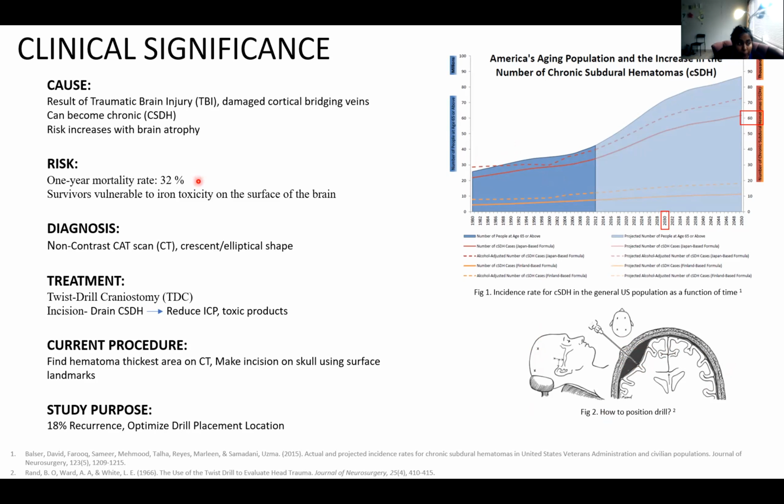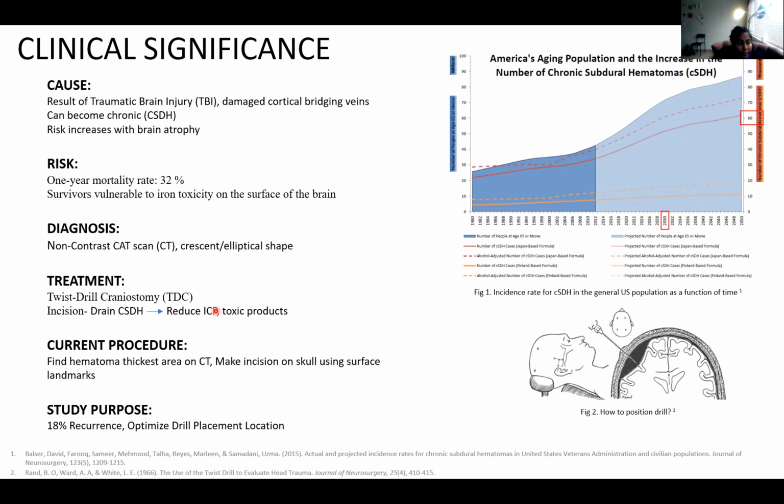32% of patients die within the first year of diagnosis, and survivors are vulnerable to iron toxicity on the surface of the brain, which is associated with diseases such as dementia. By the year 2030, 60,000 cases of subdural hematoma are projected to occur annually in the United States. A non-contrast CAT scan is used to diagnose the disease. The hematoma appears generally elliptical or crescent-shaped on the scan.